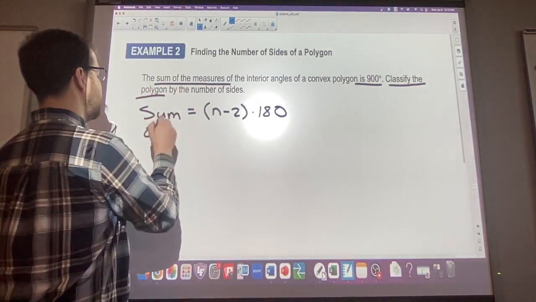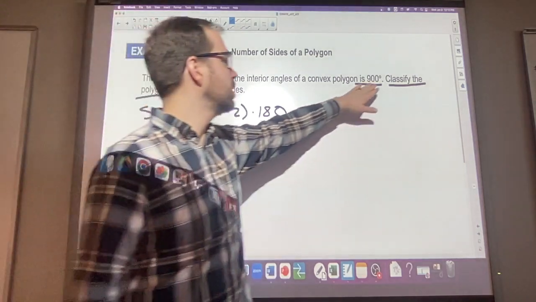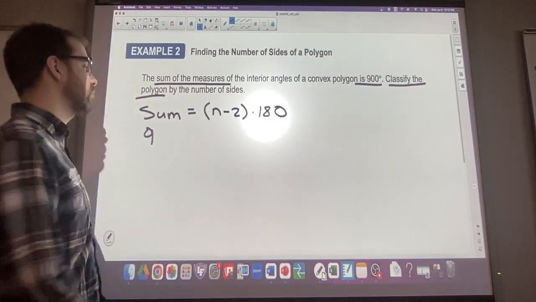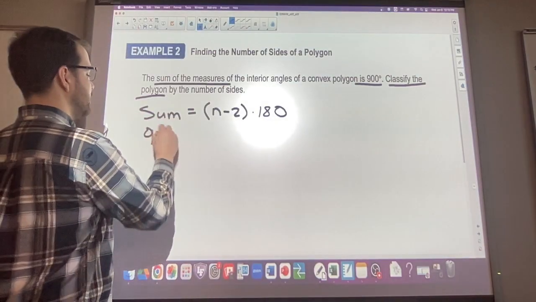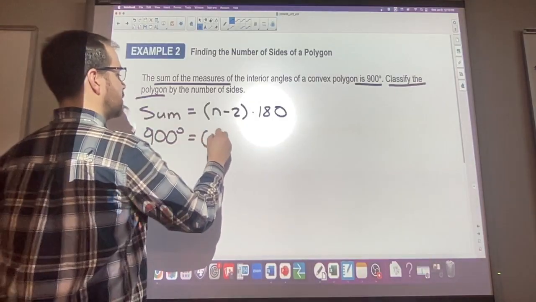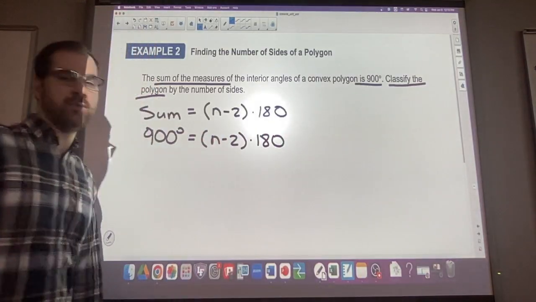So what we can do, and this is another one that's in your table. They won't always be these small numbers, so they won't always be on your table, but this is a good one. You can look back in your table and check if you're doing it right. The sum has to be 900 degrees. So we can set that equal to n minus 2 times 180. And hey, this is something that we can solve now.